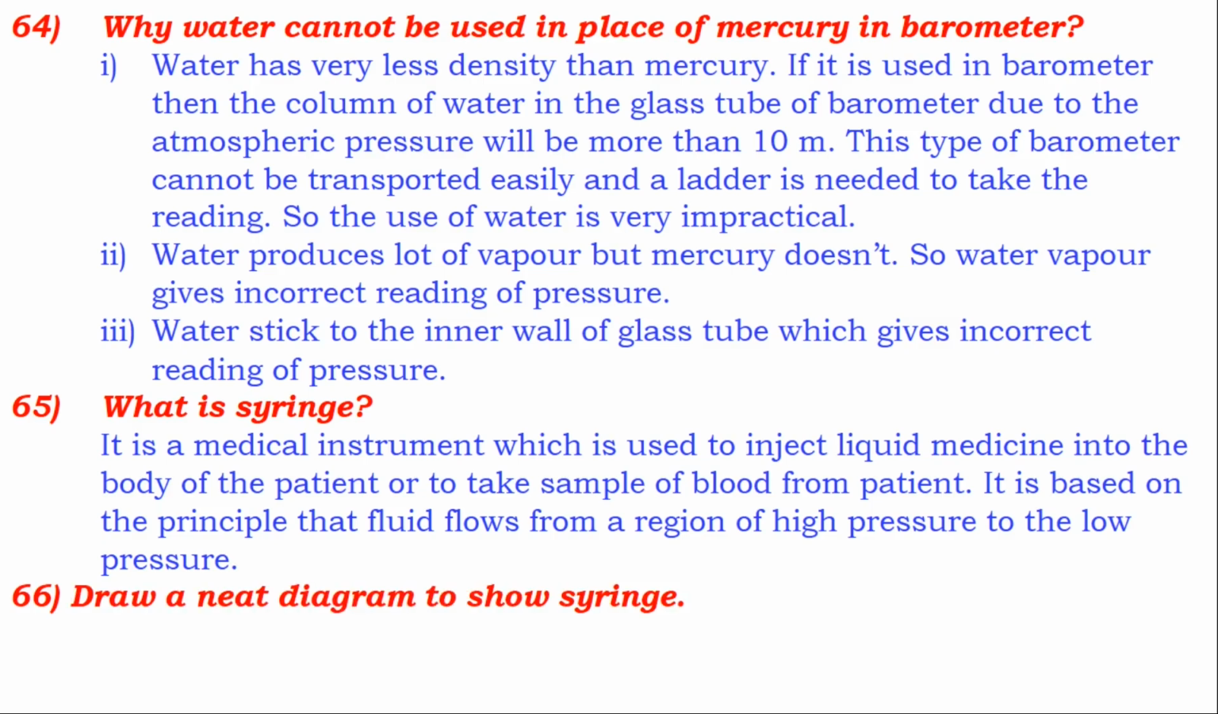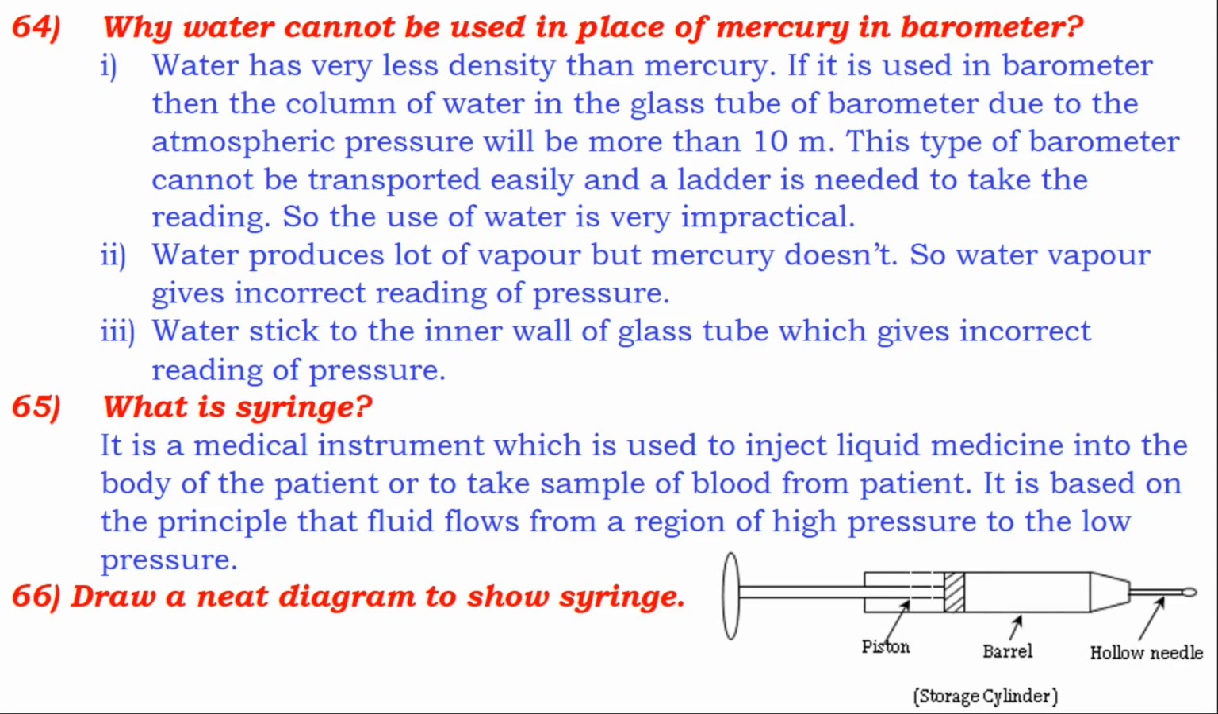Okay, draw a neat diagram to show syringe. We can draw this way. Look at this, it has got three major parts. One is hollow needle, another is barrel which is also called storage cylinder, and another one is piston. Piston can move forward and backward. Okay, this is the diagram of syringe.